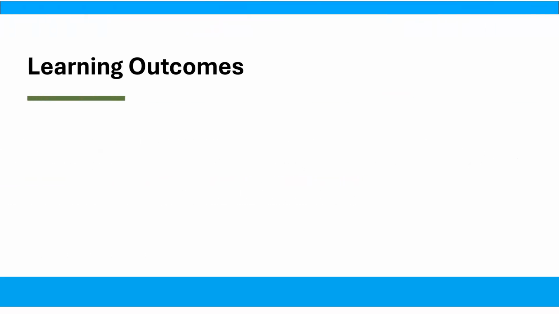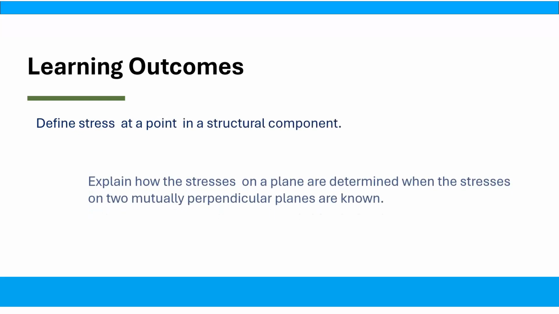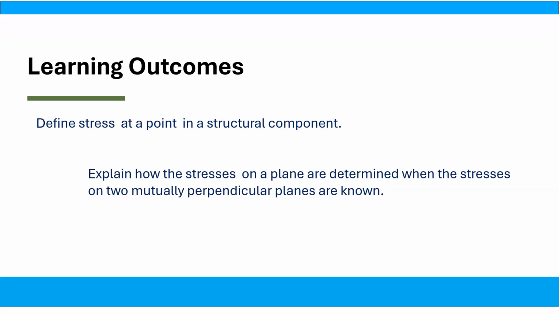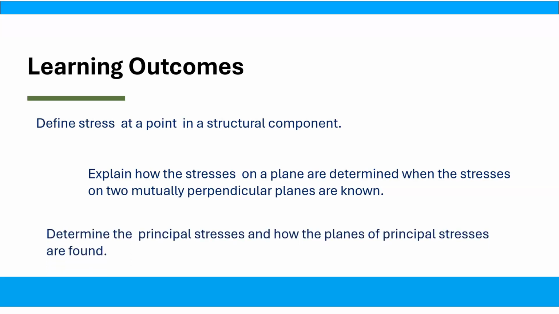Learning outcomes of this presentation. After going through this presentation, you will be able to: 1. Define stress at a point in a structural component. 2. Explain how the stresses on a plane are determined when the stresses on two mutually perpendicular planes are known. And 3. Determine the principal stresses, and how the planes of principal stresses are determined.